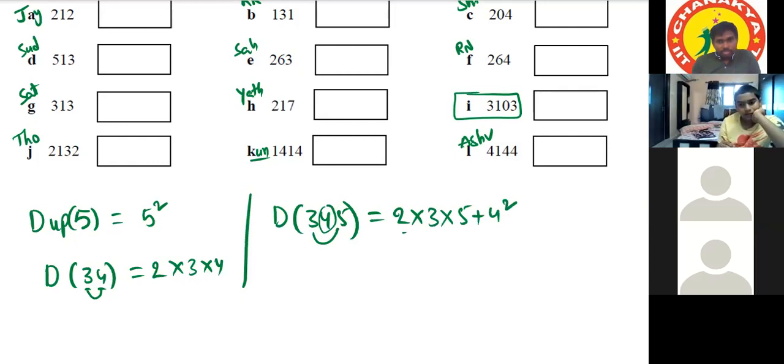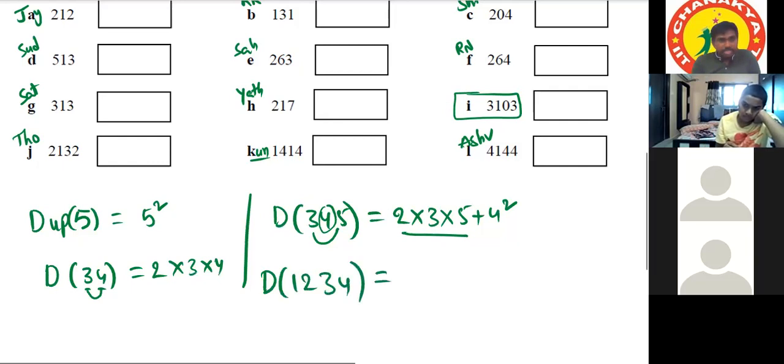Yeah, sir. 2 times of product of any digits. What about 4 digits? Yeah, I'll move on to 4-digit also, 5-digit also. Just wait and understand the things. Okay. Then duplex of 1, 2, 3, 4 is, how many digits are there? 4 digits. Here I'm explaining duplex, that's all. Duplex for 3, 4, 5.